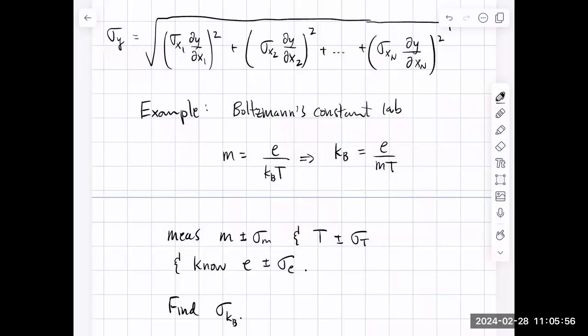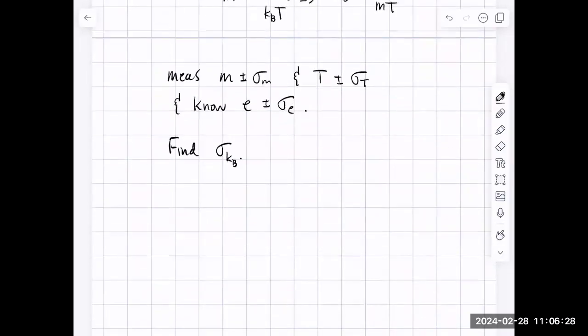And maybe we know e from some other experiment. Maybe someone else has done a Millikan oil drop experiment and they measure the charge of an electron, e plus or minus sigma e. And our goal is to find Boltzmann's constant. So we can do that simply, just rearrange this so that Boltzmann's constant is e divided by the slope times temperature. And then we have to then calculate the uncertainty. Okay, so we want to find the uncertainty in Boltzmann's constant. And so we're going to apply propagation of errors.